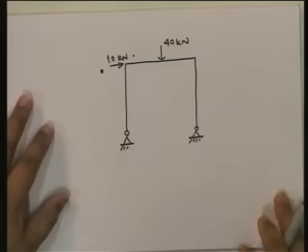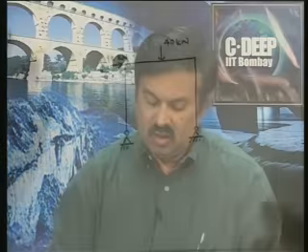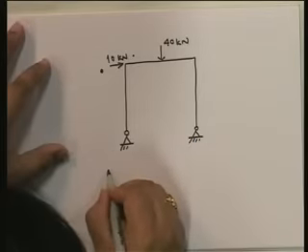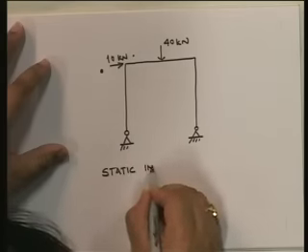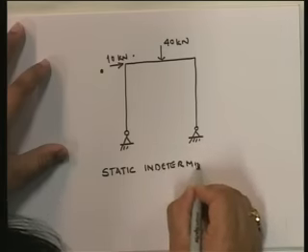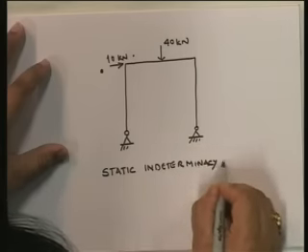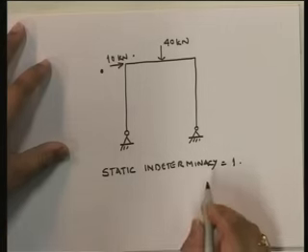Okay, exactly the same problem, accepting that it is statically indeterminate. What is the level of static indeterminacy? I'm not going to again go through the process. I have spent enough time. Static indeterminacy equal to 1. Okay.